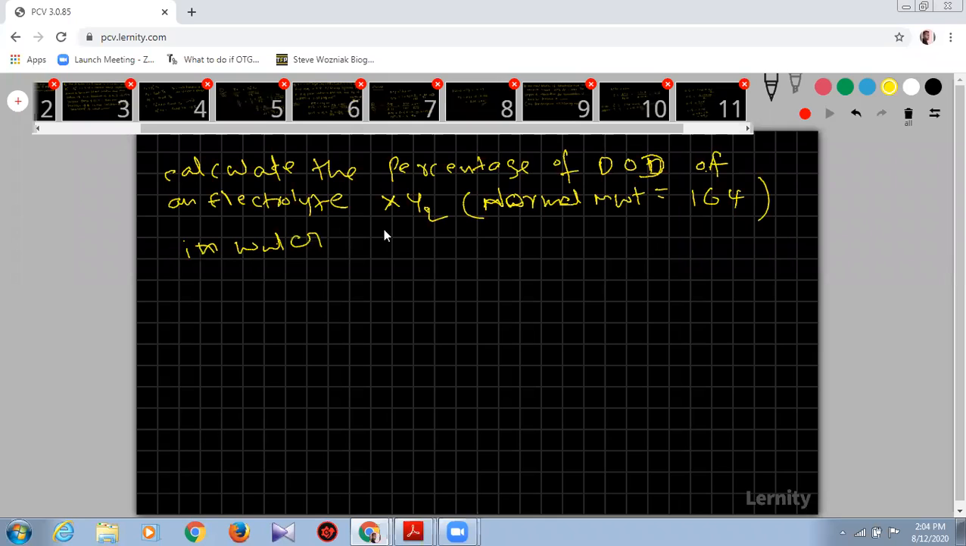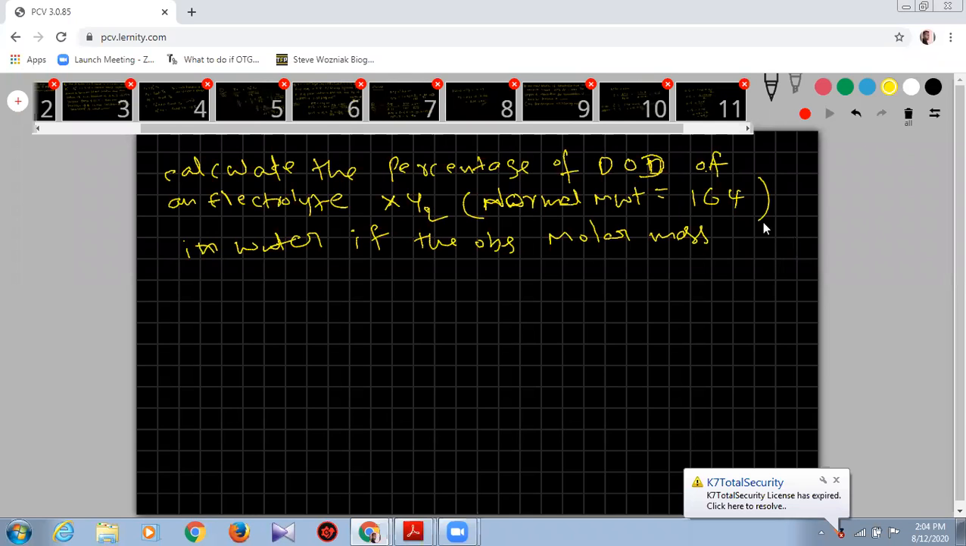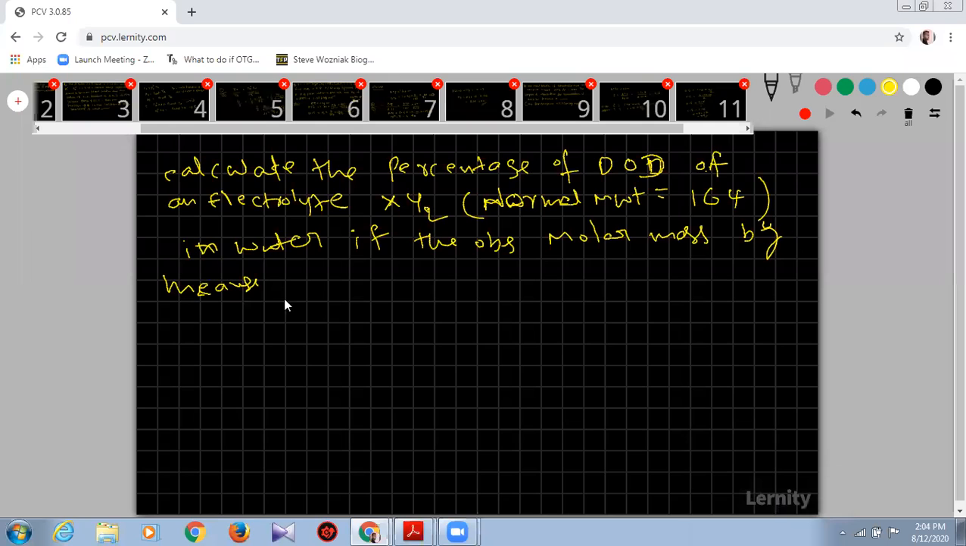In water, if the observed molar mass by measuring delta Tb is 65.6. Can you try to do it now? Give 1 minute. Try to do it.